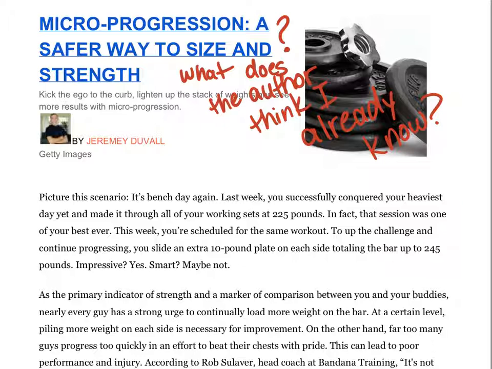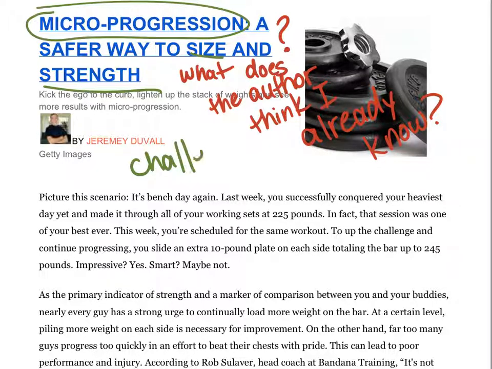In this case, I realized that he assumed I already knew what a microprogression was, which I did, but my understanding of a microprogression as a teacher does not fit with the size and the strength, so already my thinking is being challenged. That makes me think of the question, what challenges what I know? And I'm having to rethink what I already know to be true.